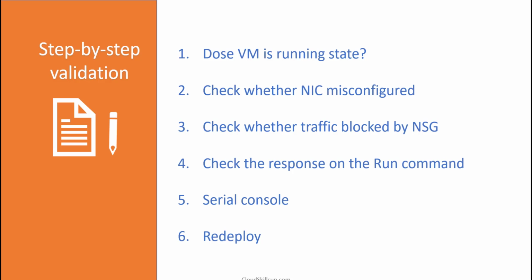Now what next, where can you look for troubleshooting? In that case, we have to look into the traffic coming to that VM through the network security group, NSG. We can look at the inbound and outbound rules available on the VM and find out whether they are appropriate or not.